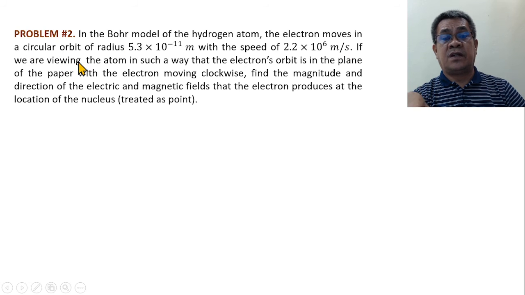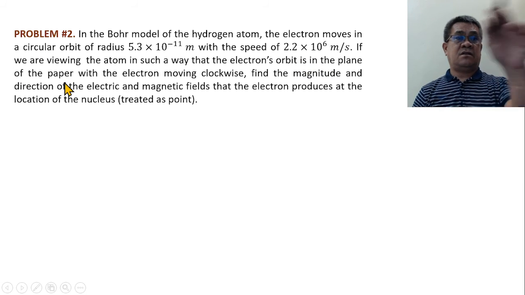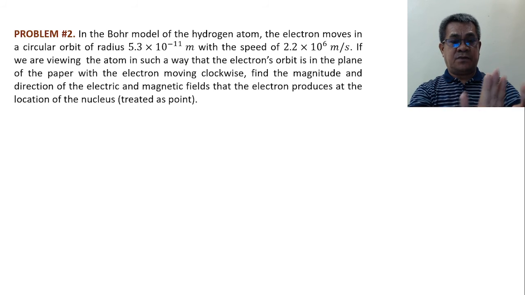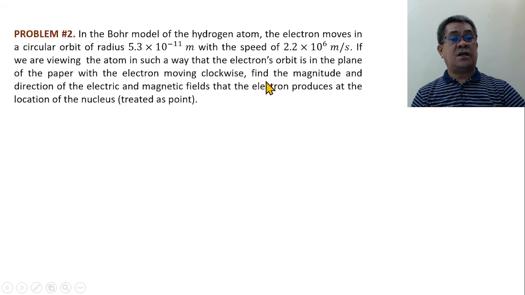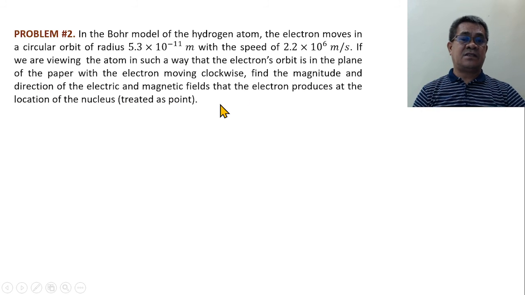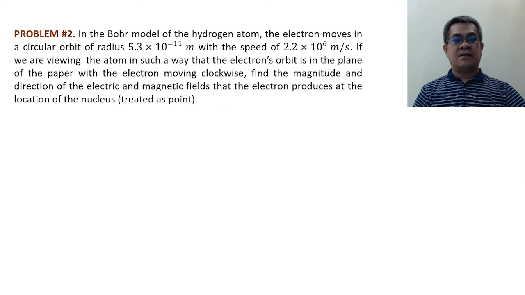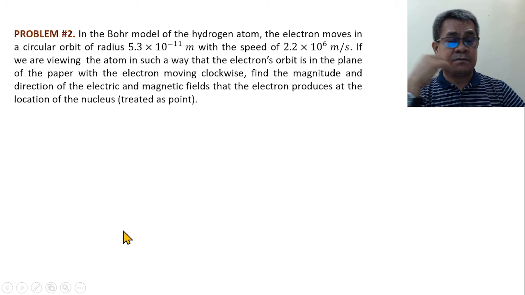If you were viewing the atom in such a way that the electron orbits in the plane of the paper, so let us say the circulation is within the plane in front of you, with an electron moving clockwise, you are asked to find the magnitude and direction of the electric and magnetic fields. So the two questions are: what is the magnitude of the electric field and magnetic field that the electron produces at the location of the nucleus? How will you answer this one?